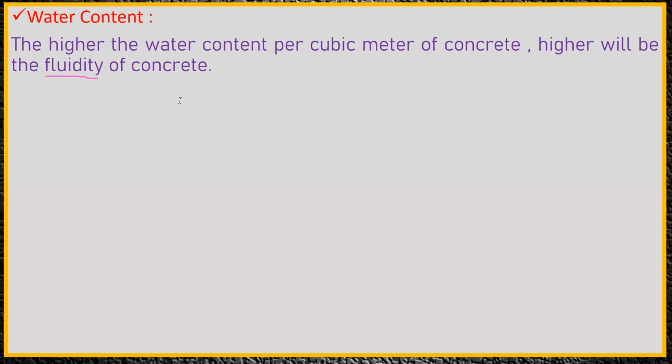Yeah. So we have two things. One is fluidity, and the second one is workability. So fluidity means only the water is going to flow from your concrete. From the concrete, water is going to flow. That means your concrete will be more and more fluid in nature. That means there is a lot of water in that.